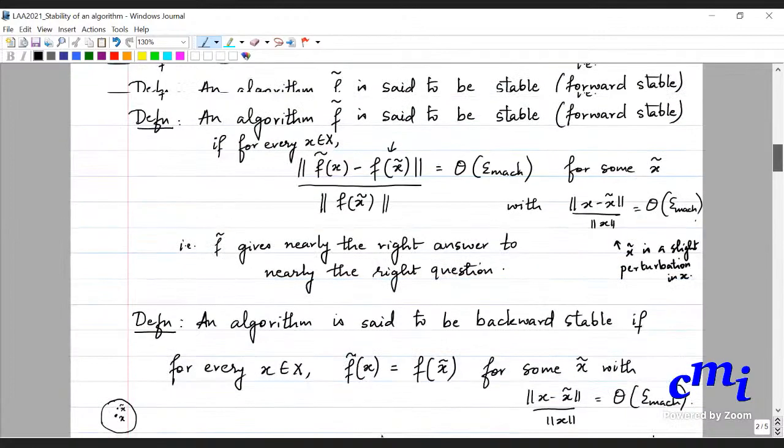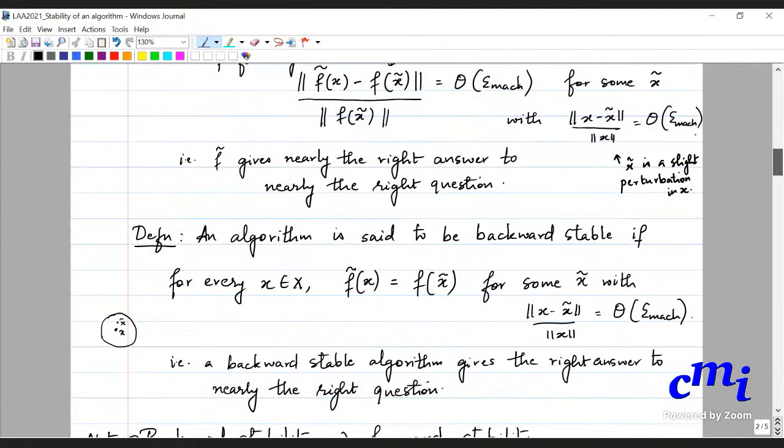And backward stability, on the other hand, is what happens if you have f tilde x equal to f x tilde for some slight perturbation. Okay, so here also there was some error, but here we are saying that f tilde gives you the actual right answer to the slightly perturbed question. Okay, so there is equality here, there is no more error. So f tilde is giving you the correct answer if you perturb your question slightly. That is backward stability. Okay, so we will see how this comes into play when we look at some algorithms. But the thing to remember right now is the meaning of these statements.